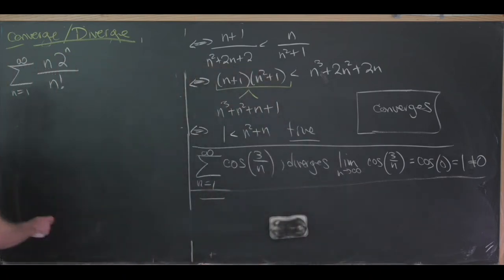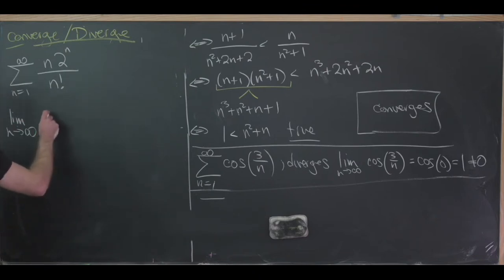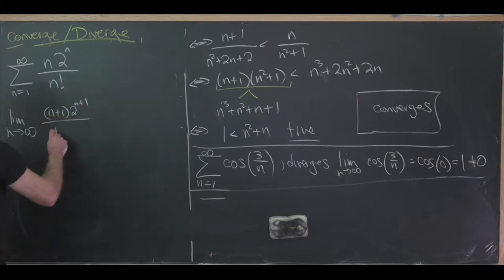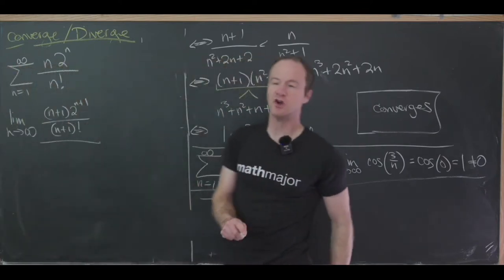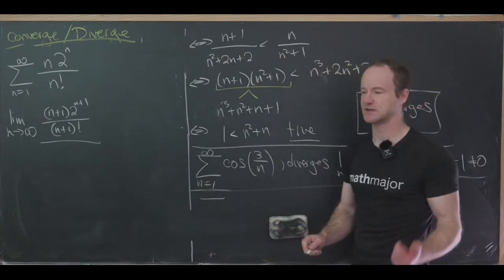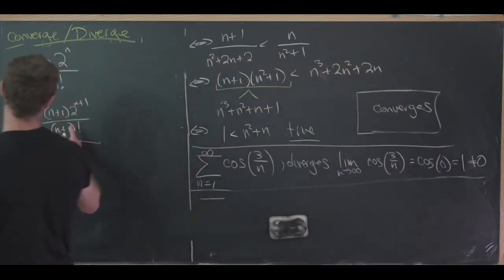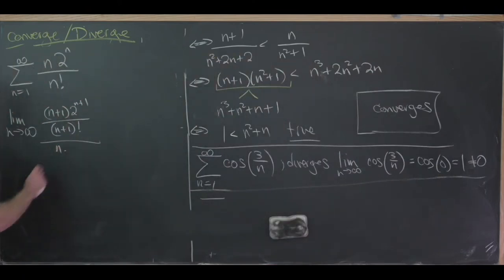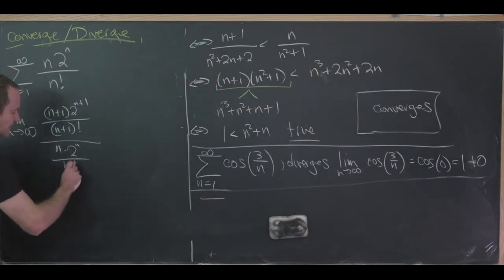Okay, so let's look at the limit as n goes to infinity of the nth term over the n plus first term. Or is it the n plus first term over the nth term? So let's see, that'll be (n plus 1) times 2 to the n plus 1 over (n plus 1) factorial. It actually doesn't matter what order you do it in, you could just restate the ratio test to make it work either way. Okay, so this would be the n plus first term over the nth term, so n times 2 to the n over n factorial.